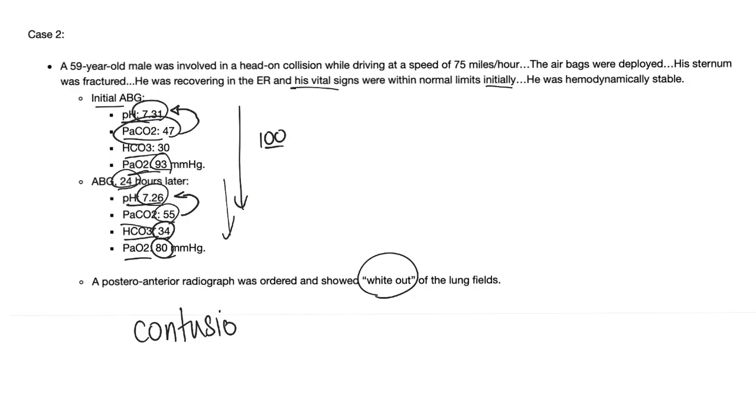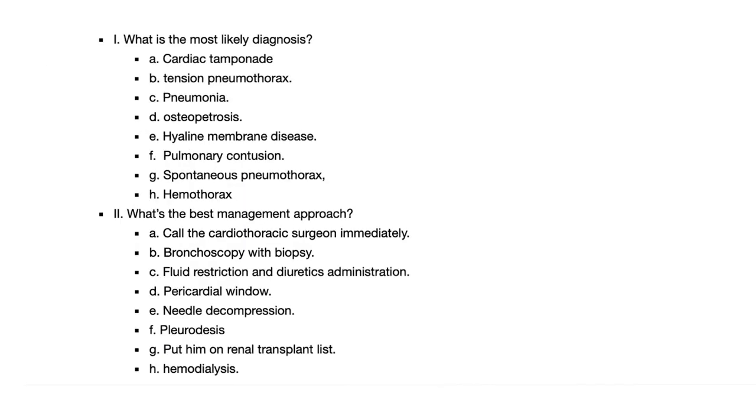This is very important for your exam. As I've told you before, a contused lung is very sensitive. Sensitive to what? Sensitive to fluid overload. How do you manage it? Drain the fluid. Diuretics. Don't give fluid. So the answer here is F and C.